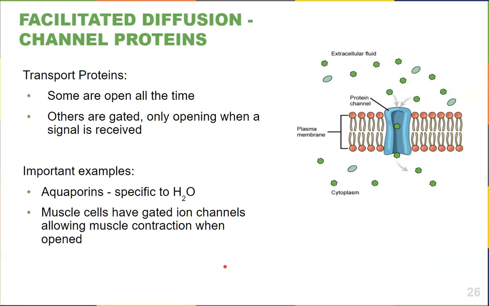Okay, transport proteins, some can be open all the time. Some of them can be gated. When a signal is received, it will activate the protein and it will open up. There are some specific examples. Aquaporins are specific types of integral proteins and they let water through. Muscle cells also have gated channels allowing for muscle contraction when they're opened. They're not open all the time, which is a good thing because then you would have a muscle contraction all the time. They need to be gated and they need to have a signal in order to open.